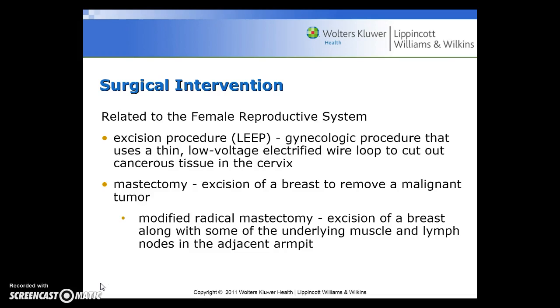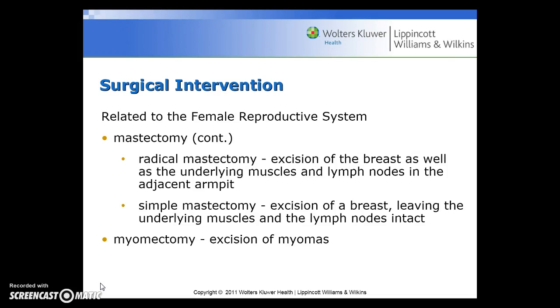Additional ones related to the female reproductive system is the LEEP. That's an excision procedure that uses a thin, low voltage electrified wire loop to cut out cancerous tissue in the cervix. A mastectomy is an excision of the breast to remove a malignant tumor. And a modified radical mastectomy is an excision of a breast along with some of the underlying muscle and lymph nodes adjacent to the armpit.